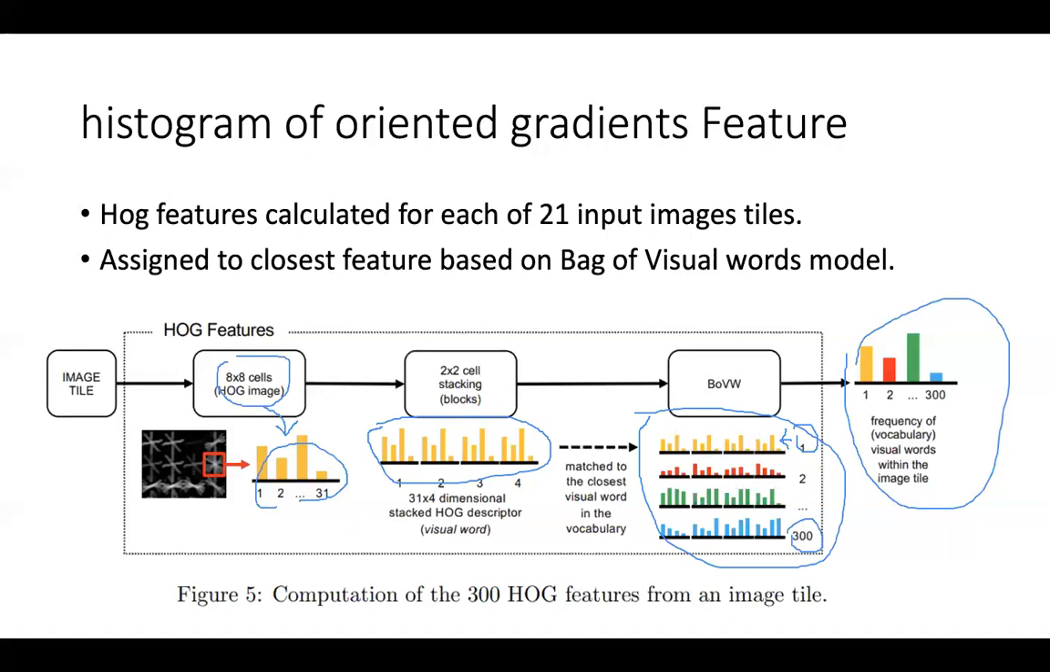Does anyone here have questions? Hello. If one tile is only matched to one of the vocabulary words, then how do we get this frequency distribution?